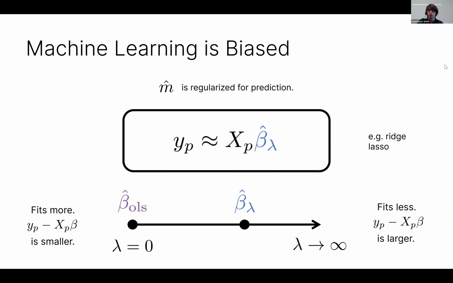I'm going to use this little cartoon to think about regularization. We have some regularization hyperparameter lambda. As you move lambda towards zero, you fit y minus x beta as aggressively as possible. That's going to give you the beta OLS coefficients. As you regularize more, you fit less, and so the residuals y minus x_P beta are going to be larger. This bias is going to pass through to our target estimate. Larger residuals means that when we do this plugin, we're biased for our target.